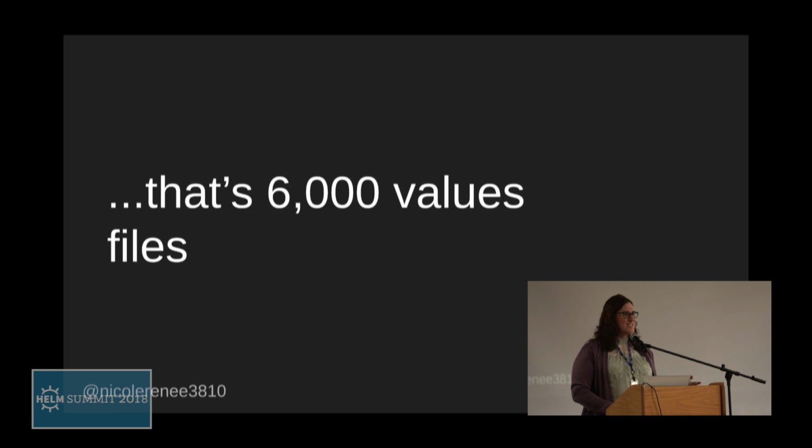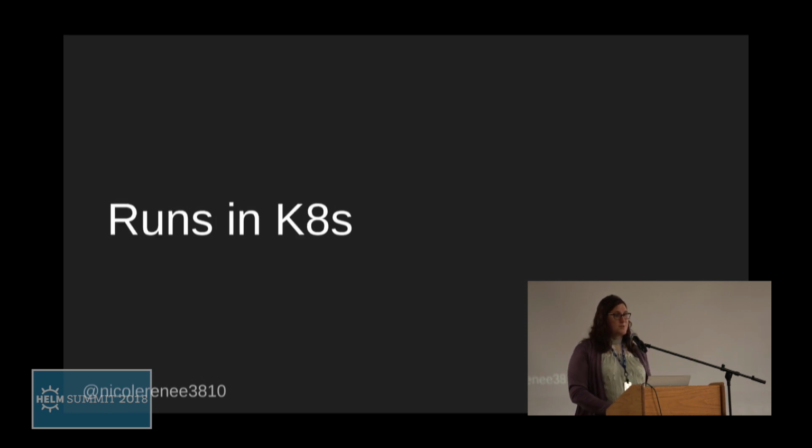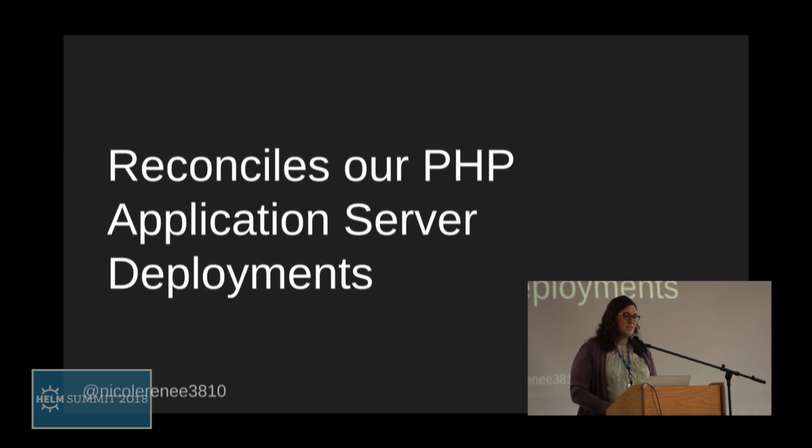Does anyone like Jenkins? Or do we all just deal with it because it's what we have? That's what I thought. So this makes us very sad. We weren't going to go down this route trying to manage those files. And the only thing in those values files are information about the VM. Turns out our cloud providers know all of that information for us. So we built a little tool. It collects all that data, and it stores them in a custom resource in Kubernetes. So we then also built Lostromos, which runs in Kubernetes, and it reconciles our PHP application server deployments. And it uses Helm to do this.